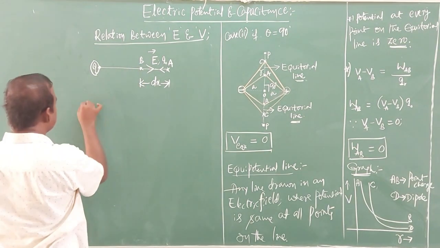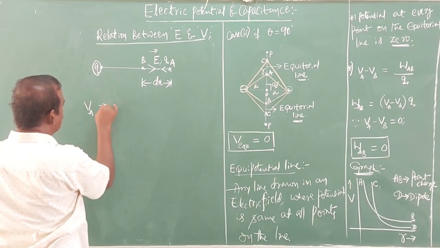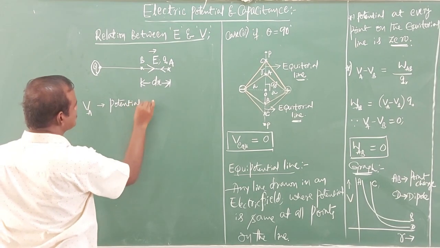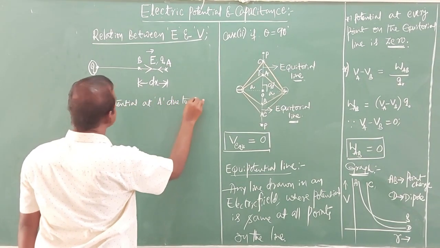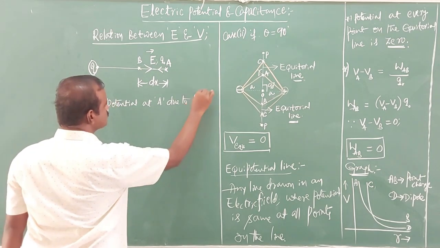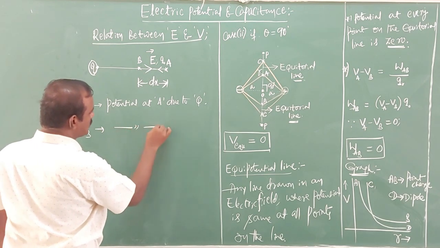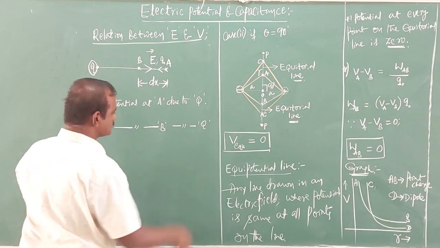Potential at A, VA, due to Q. Similarly, VB, potential at B, due to the same charge Q.